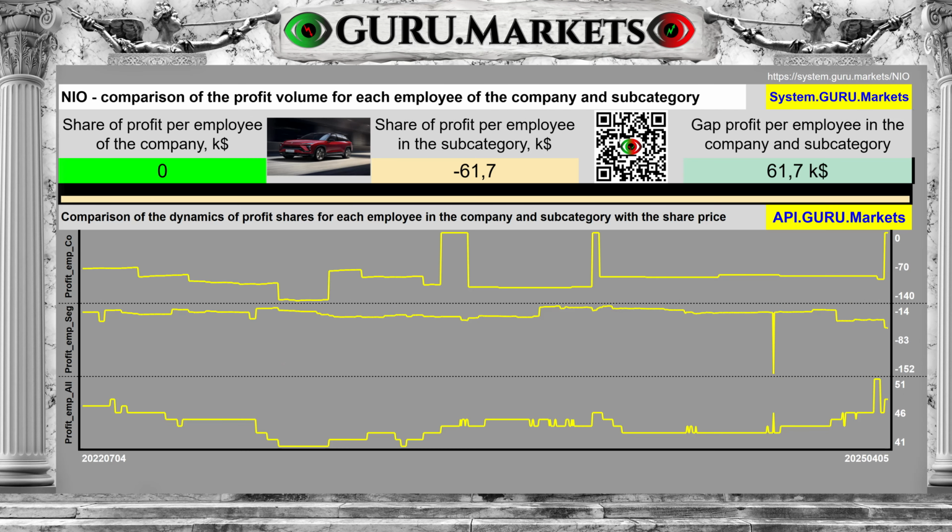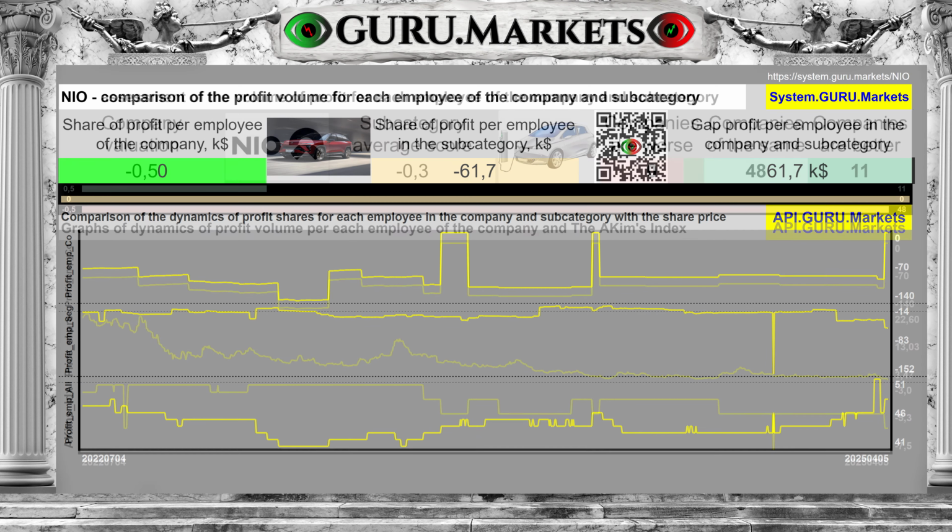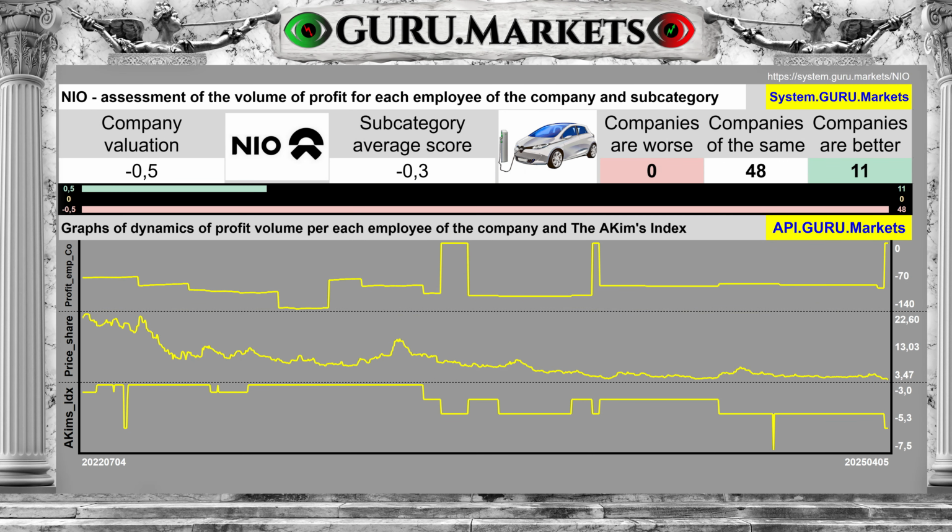Profit per individual employee is $0,000, with the average in the subcategory -$61,700. And the difference between the average for the subcategory and the company's indicators is $62,000. Assessment of profit per employee in comparison with the indicators of companies in the subcategory, tolerable, -0.5 points.